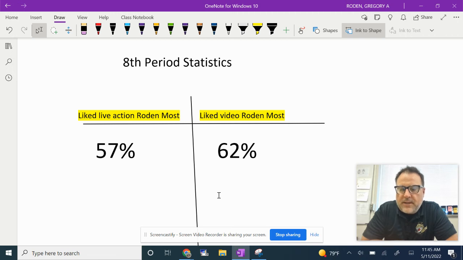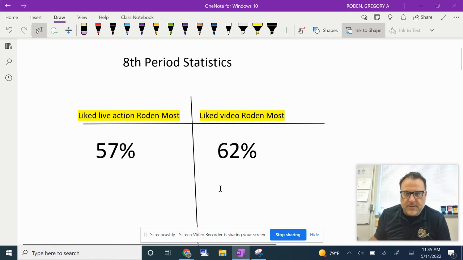I'll pull them again tonight and see what eighth period wants to do tomorrow. Either I'll do live action or video based upon how my eighth period votes tomorrow. They might change their mind or whatever. Sometimes they like doing different things on different days.